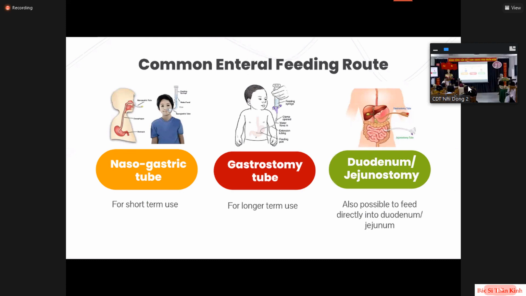These are the common enteral feeding routes. I won't explain further. It's just nasogastric tube for short-term use, gastrostomy tube for longer-term use, and it is also possible to feed directly into the duodenum or jejunum. And the most suitable one is continuous feeding for jejunostomy.